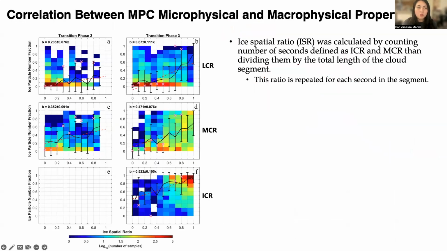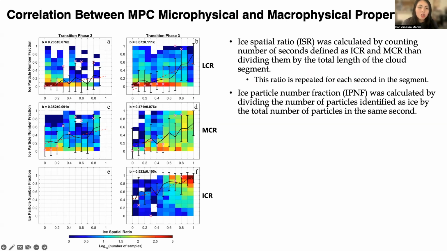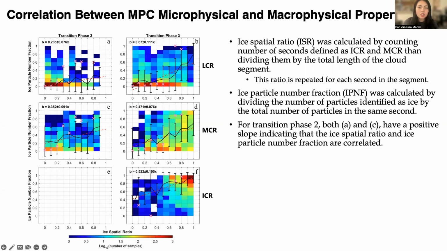So let's talk about some results. The correlation between MPC microphysical and macrophysical properties. Here we define the ice spatial ratio, which was calculated by counting the number of seconds defined as ICR and MCR, then dividing them by the total length of the cloud segment. And this ratio is repeated for each second within that segment. The ice particle number fraction, or IPNF, was calculated by dividing the number of particles defined as ice by the total number of particles in the same second.